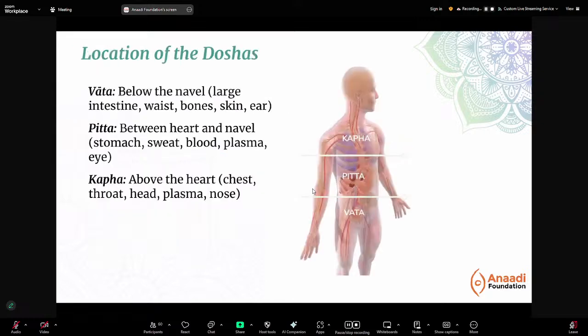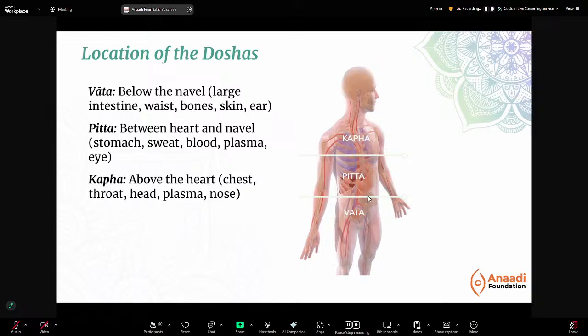Okay. So here, the doshas in general impact the entire body, but there are also very specific sites. Below the navel region is the Vata region. In between, the middle part is the Pitta region, and the upper part is the Kapha region. Why? You can easily map it.